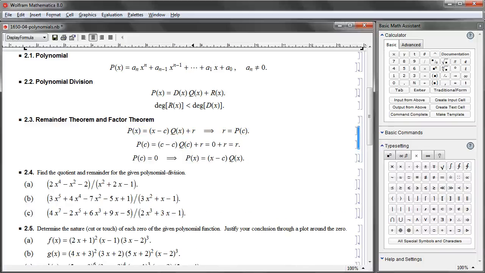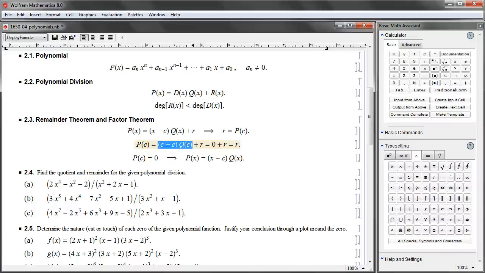Here's a proof, as a matter of fact. P of x equals x minus c times q of x plus r. Here plug in x equal to c, then c minus c times q of c just disappears because that's 0. And we have p of c equals r. That's called the remainder theorem.